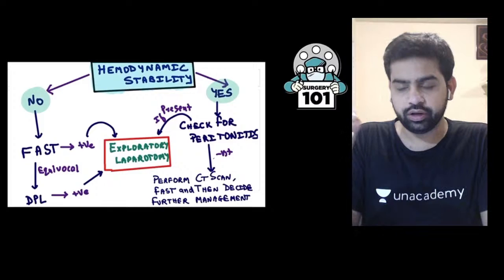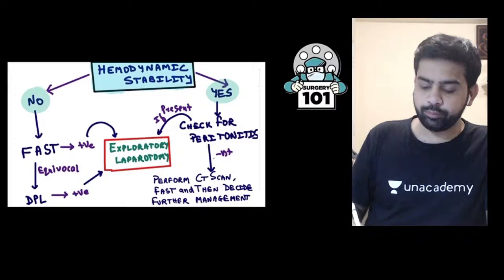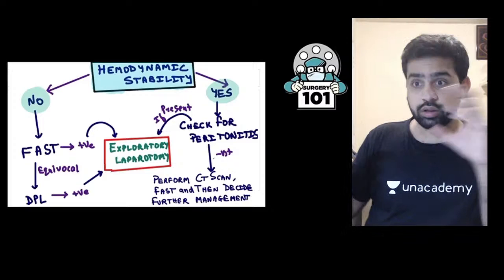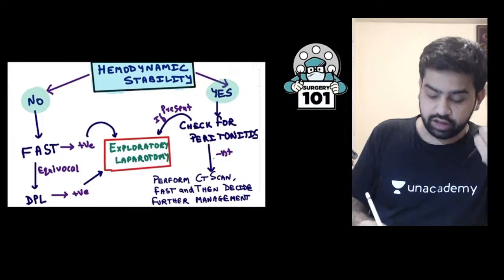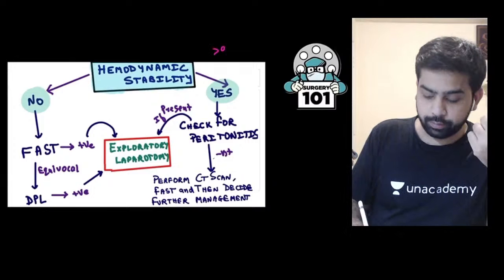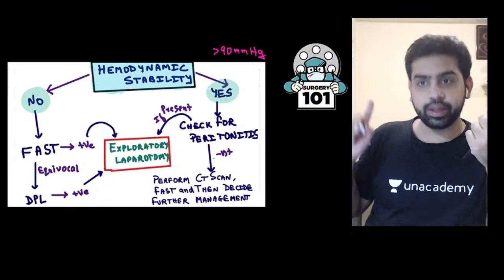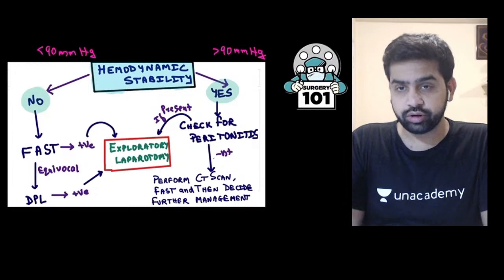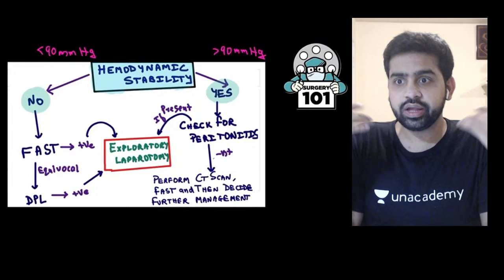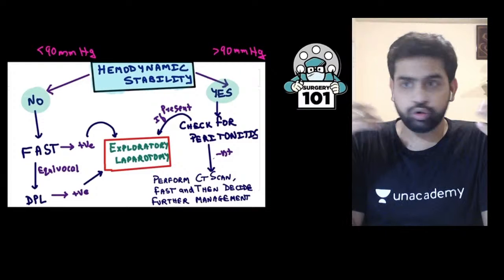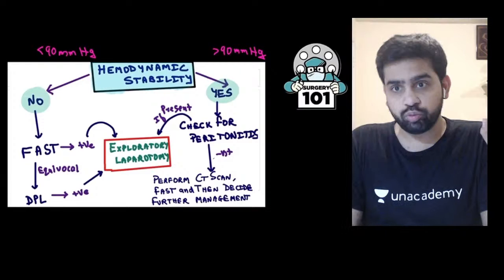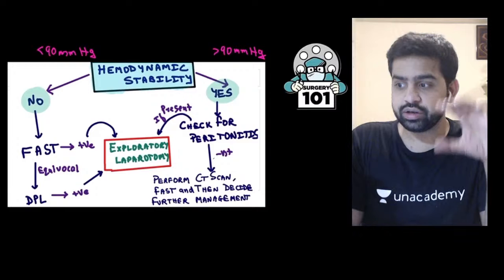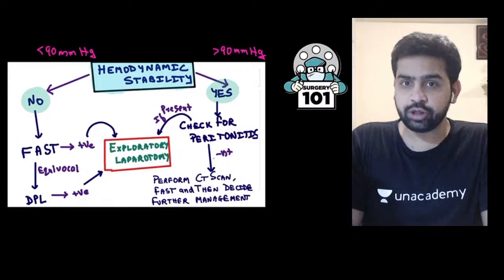Now, how can we determine the hemodynamic stability? You have to assess the blood pressure of this patient. If the blood pressure is more than 90 millimeters of mercury, you say that this patient is hemodynamically stable. But if the blood pressure is less than 90 millimeters of mercury, this patient is hemodynamically unstable. Are you able to understand this point? So you assess the hemodynamic stability by looking at the blood pressure.